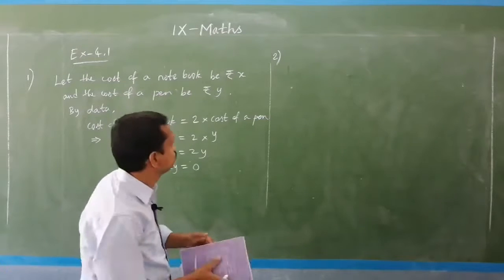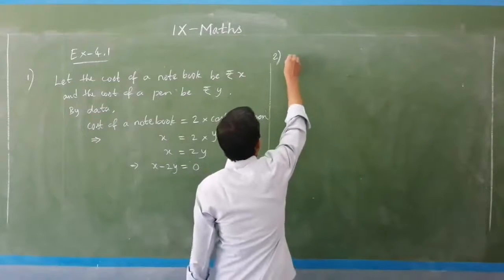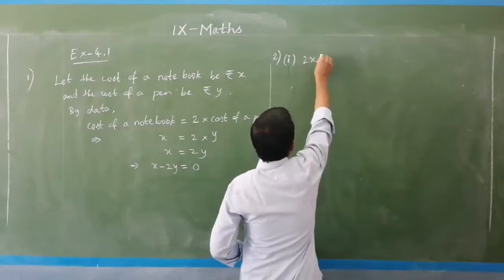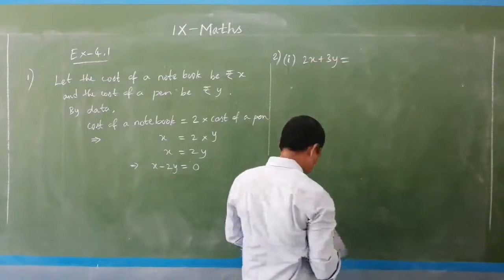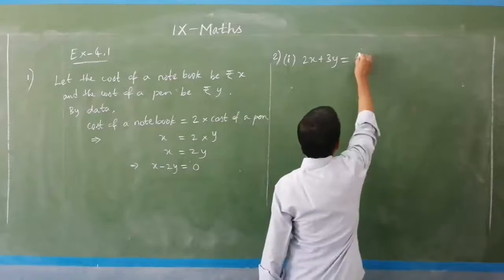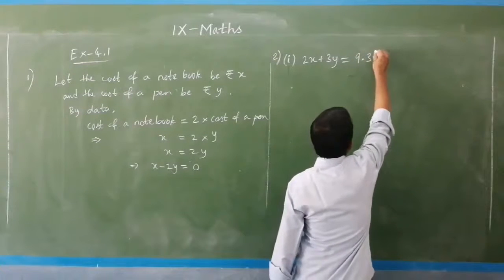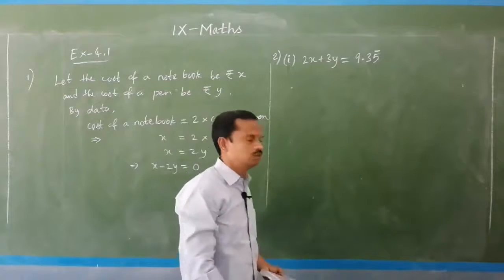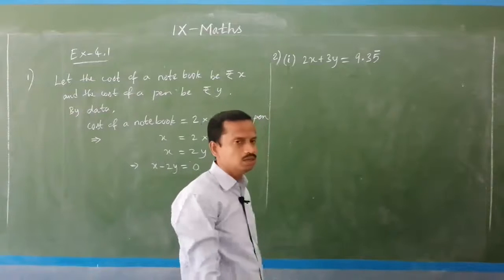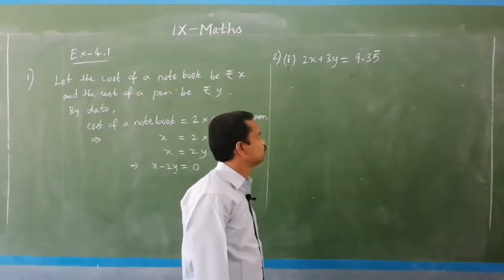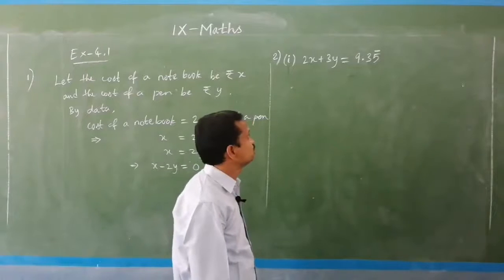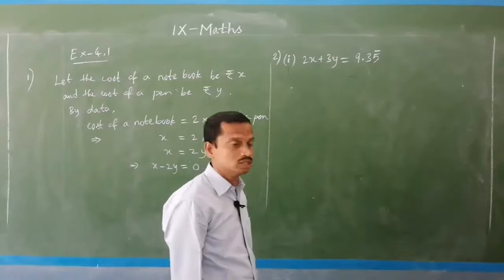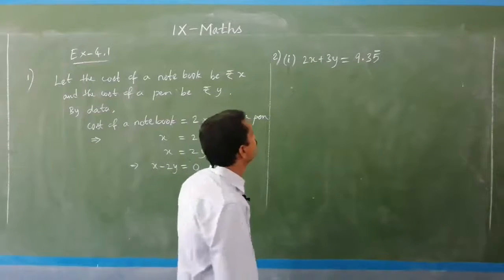Okay. So, first option we will take. It is given 2x plus 3y is equal to 9.35 bar. 9.35 bar, so nothing else. 9.35 bar is also a number, a decimal number. In the first chapter, we have seen the number system. 35 bar means 9.35555, like that it goes. But don't worry about that. You just take it as 9.35 bar.